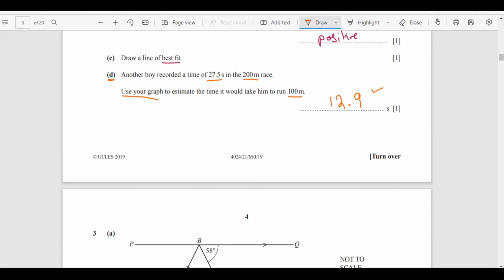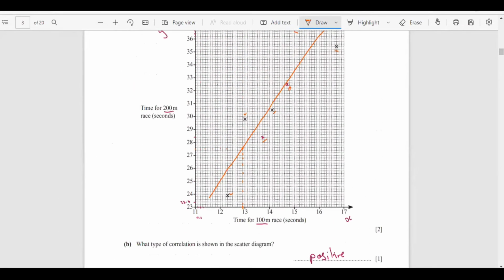It could be that the answer is the same, but it could be that it is different, and you would get the mark. It would be according to your line of best fit. Okay, so do not worry about it. Yes, any confusions in this question? Anything that you have not understood? No, ma'am, I get it.